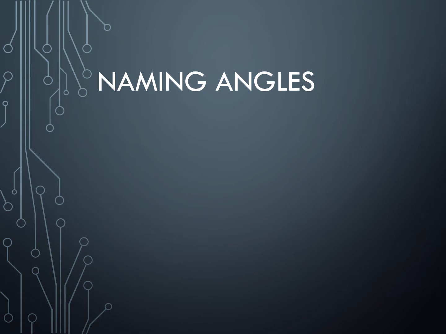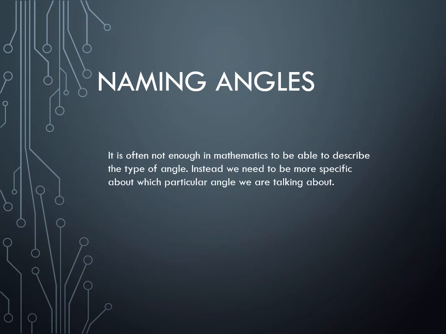So here we're looking at naming angles, and we do this mainly because in maths we need to be very specific about which of the angles it is we are referring to. So it's not enough just to be able to tell us what type of angle it is, and we'll review some of those in just a second, but we need to be able to have a way of pointing out one specific angle in our shape or object or whatever it is that we're looking at so that we know what bit it is we're looking at.